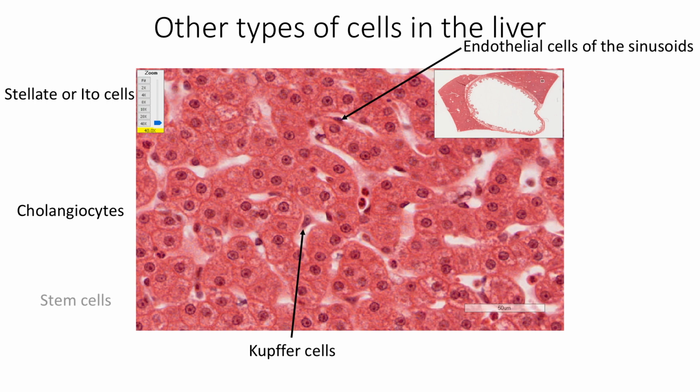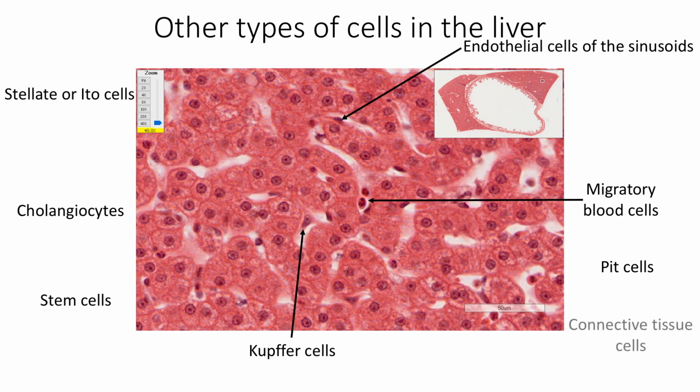Stem cells are the undifferentiated pluripotent cells. These are found around the canals of Hering. When they divide, they can form both hepatocytes and cholangiocytes. In addition to these cells, we find migratory blood cells passing through the sinusoids, pit cells or the natural killer lymphocytes, and various types of connective tissue cells.